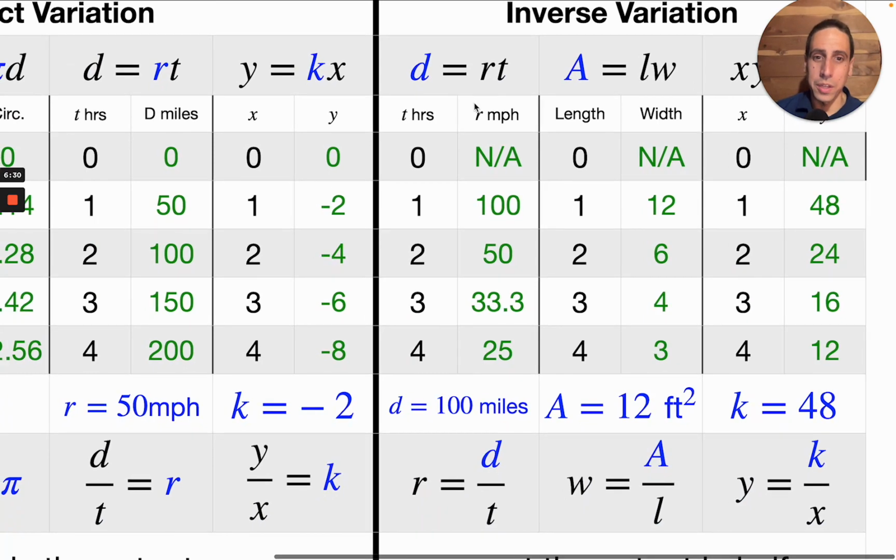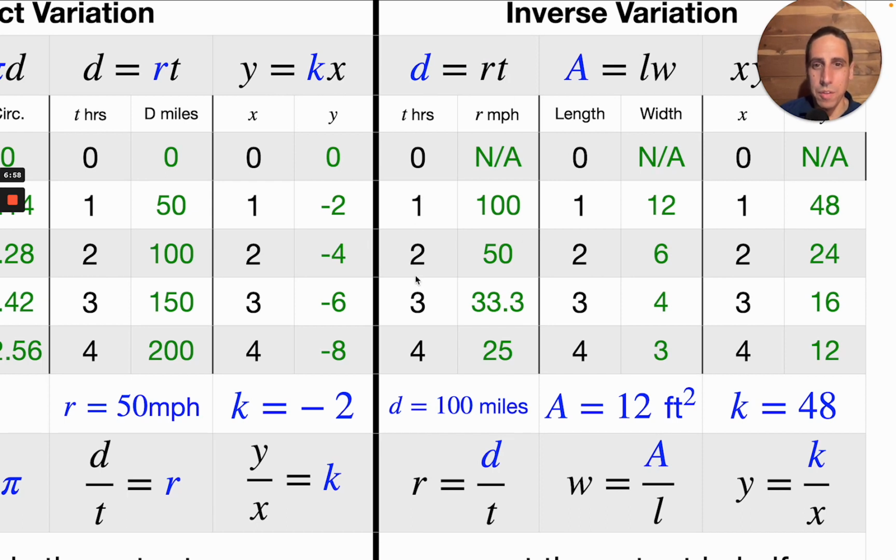Rearranging things a little bit, if you divide both sides by t, we get the same equation, d over t is equal to r, but you see in this version we're keeping d constant. D is the one thing we're not changing, and r and t are changing with respect to each other. When you multiply them together, 4 times 25, 3 times 33.3 repeating, 2 times 50, 1 times 100, you always get 100.